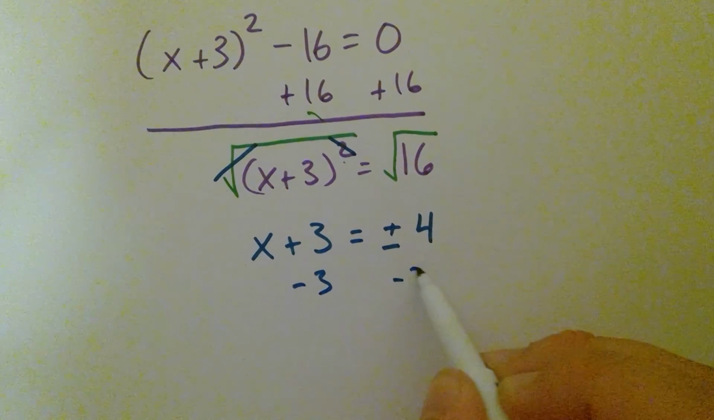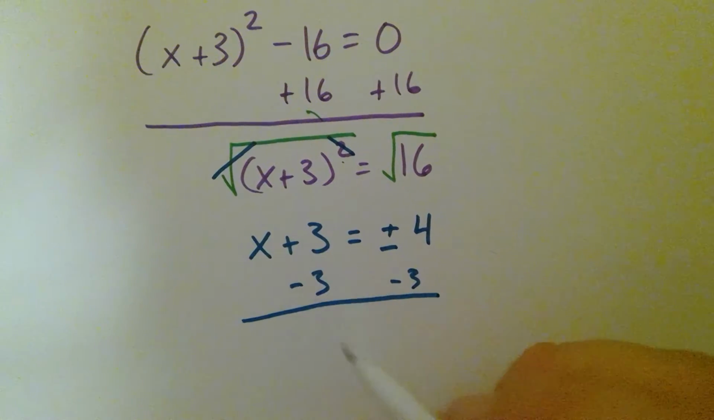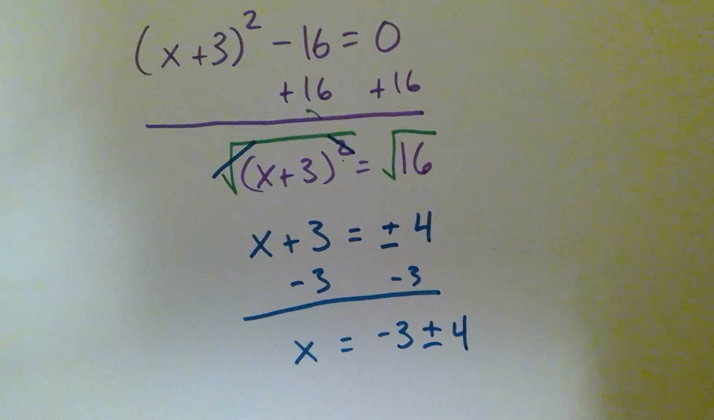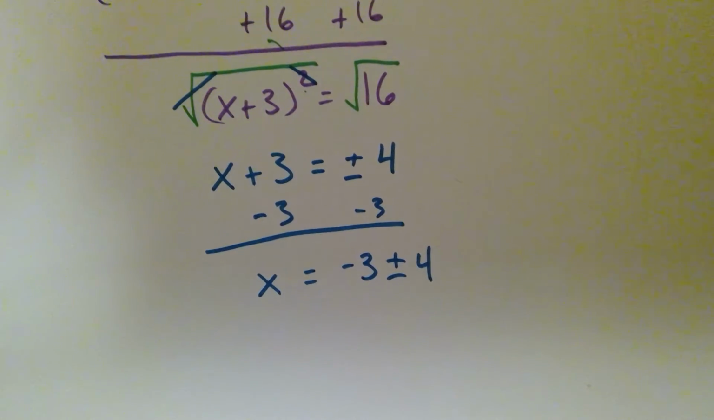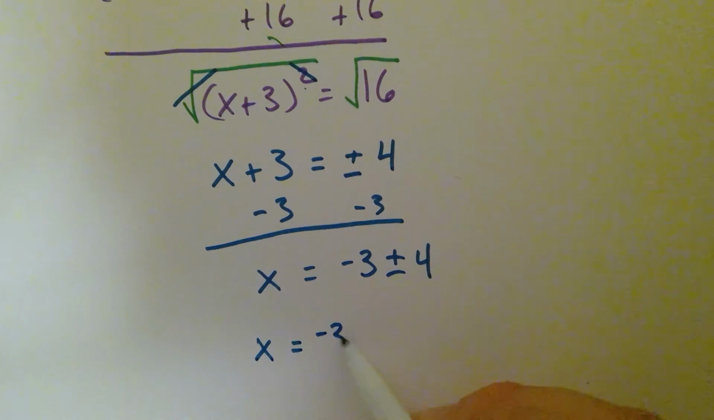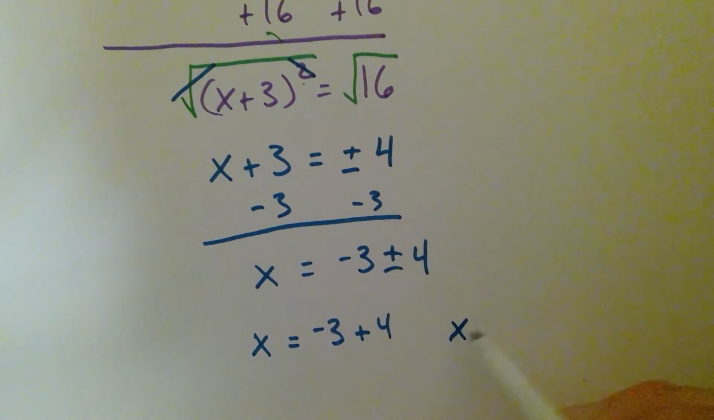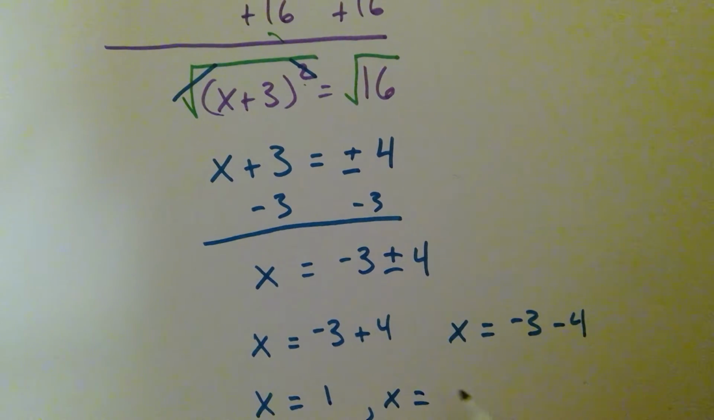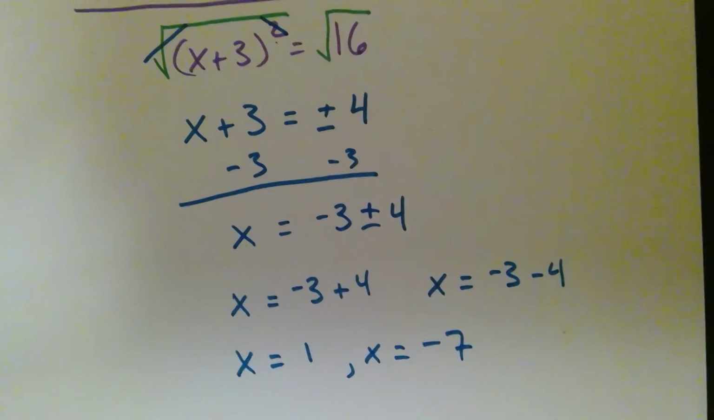Okay, now we want to get that x by itself. So x equals negative 3 plus or minus 4. Now we will need to actually simplify this one because we can. So we have x equals negative 3 plus 4, and x equals negative 3 minus 4. So x equals 1, and x equals negative 7.